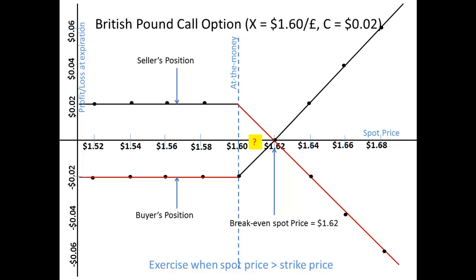What about the spot price of 161? Should the buyer exercise the option? The answer is yes. The spot price is greater than the strike price, so the buyer should exercise the option, and by doing so, the buyer is cutting the loss from 2 cents to 1 cent.